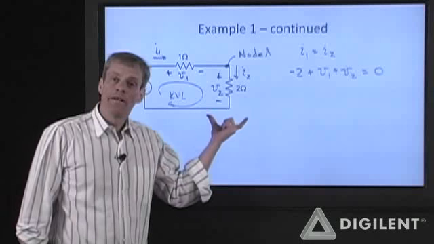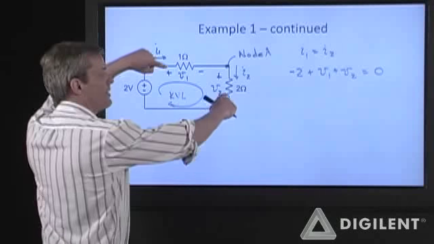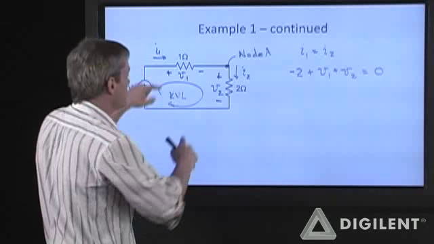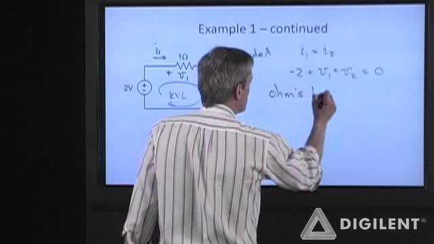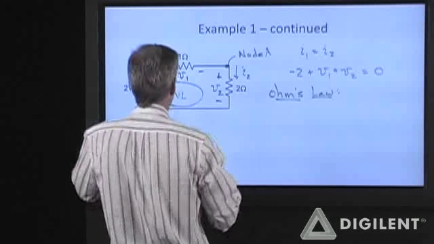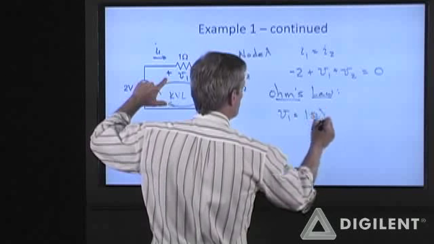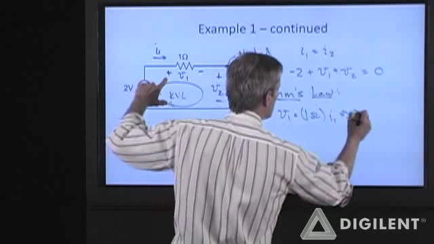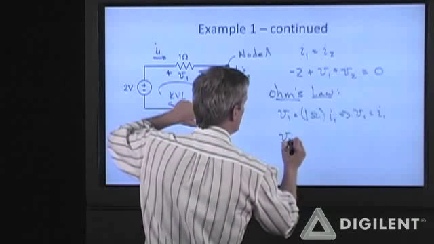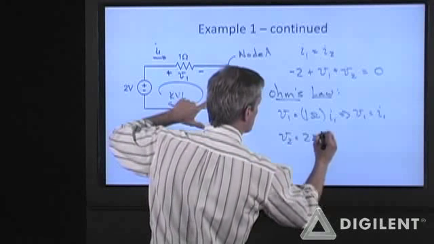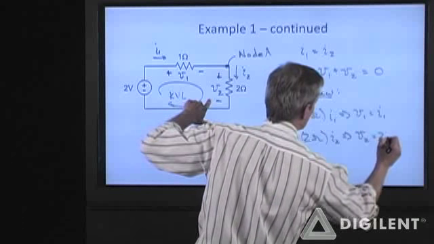I think this is where I ended up on the last slide. I had two equations and four unknowns. I said that I now need to use Ohm's law to write two more equations. So Ohm's law tells me that V1 is equal to 1 ohm times I1. So V1 is equal to I1. And V2 is equal to 2 ohms times I2. So V2 is equal to 2I2.